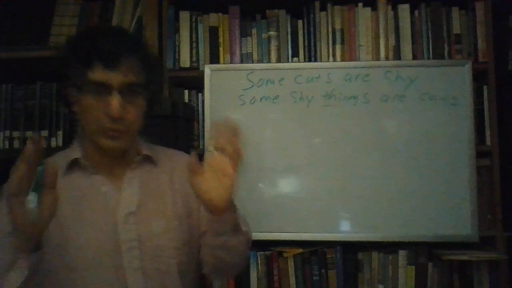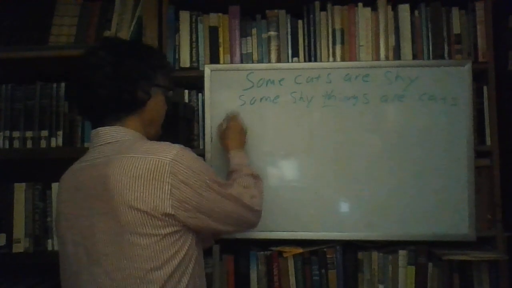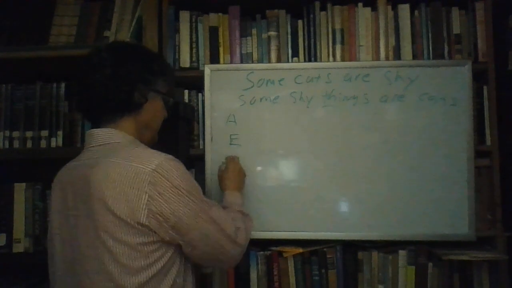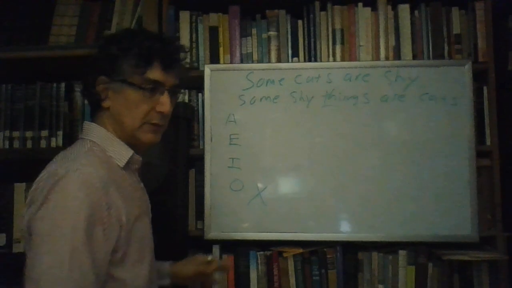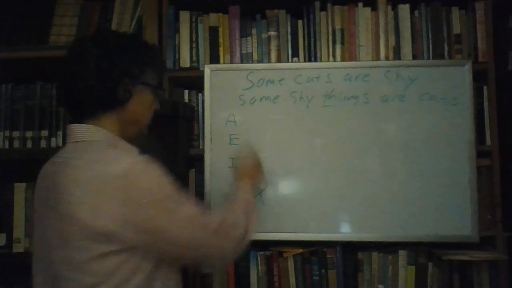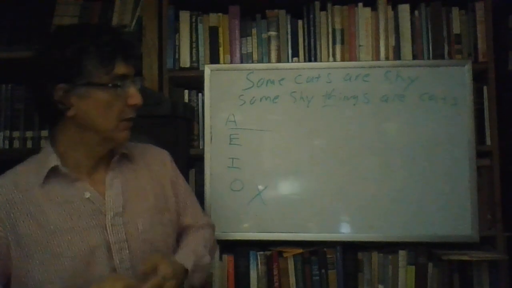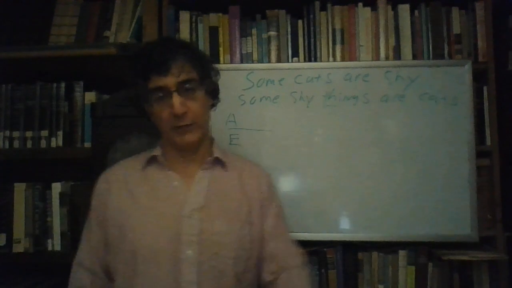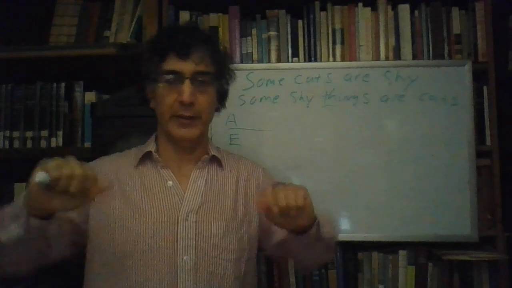Now, you cannot convert O propositions. If we put the four kinds of propositions down, you cannot convert O propositions. And then we have a special case with A propositions. Think about this. If I say all cats are shy, therefore all shy things are cats, no, you can tell that doesn't follow.